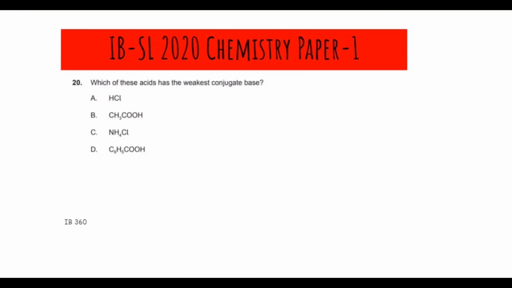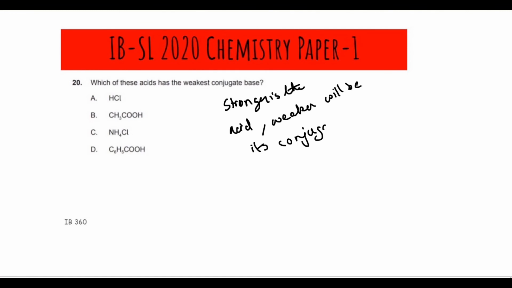Now let's move on to the last question. In this question, we need to find out which of the acids will have the weakest conjugate base. We know that the stronger the acid, the weaker will be its conjugate base. Among all these three, HCl is the strongest acid, so HCl will have the weakest conjugate base.